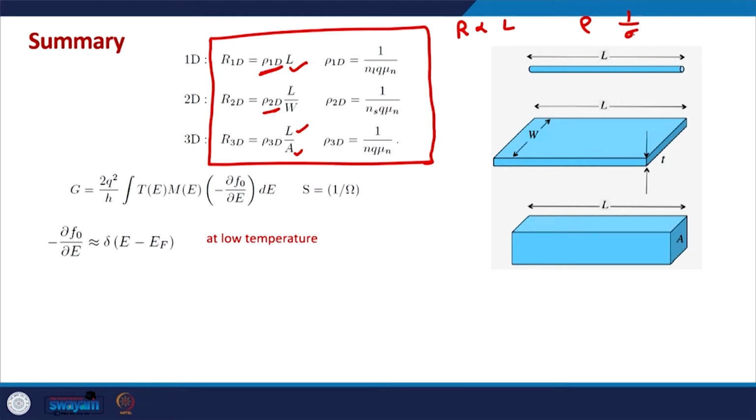That's our classical understanding of resistance, and conductivity is given as N times Q times mu, where mu is the mobility of the carriers, and this N will be the number of carriers per unit length in 1D conductor. It will be the number of carriers per unit area in 2D conductor, and it will be number of carriers per unit volume in 3D conductor.